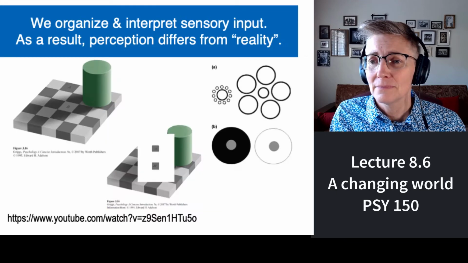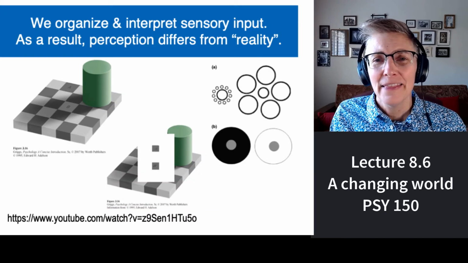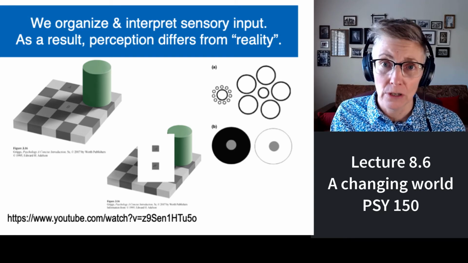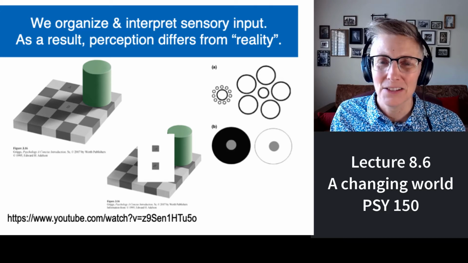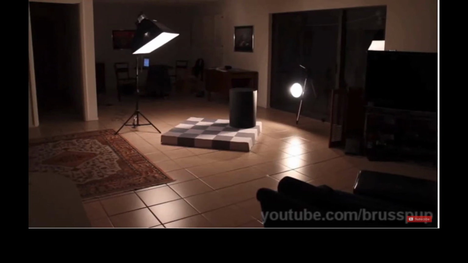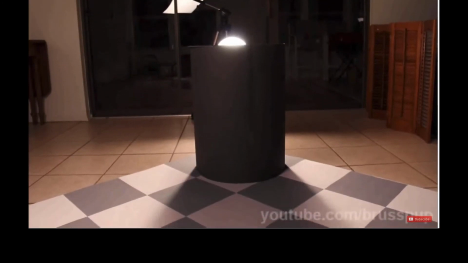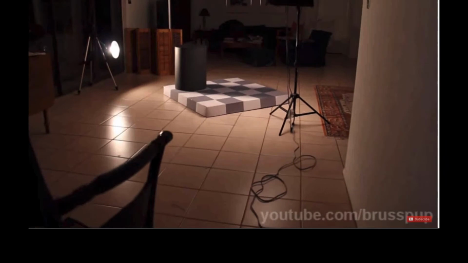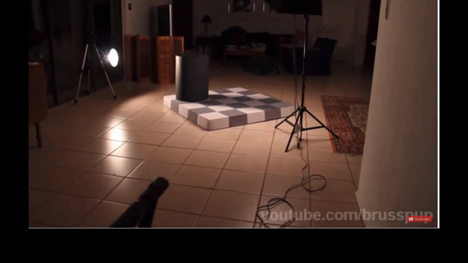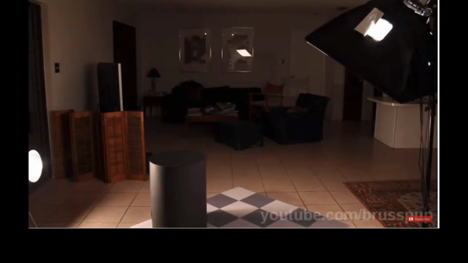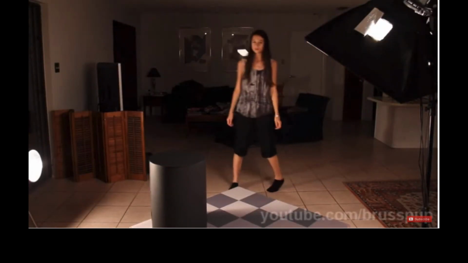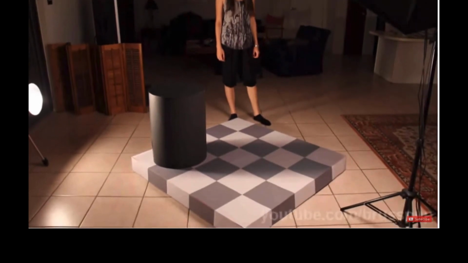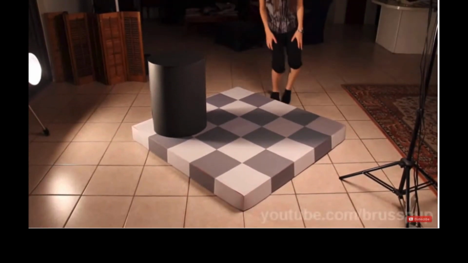I'm going to show you a video now that shows you how much our interpretation, our perception of the world depends upon context. So you can get a sense of why constancy is so important. Okay, so here's a scanning of the room, and you see a checkerboard that's partially in a shadow and partially in full light. And what's going to happen here is a woman's going to walk in, and she's going to pick up one of the squares in the checkerboard and move it. And that square is going to appear to change colors as she moves it.